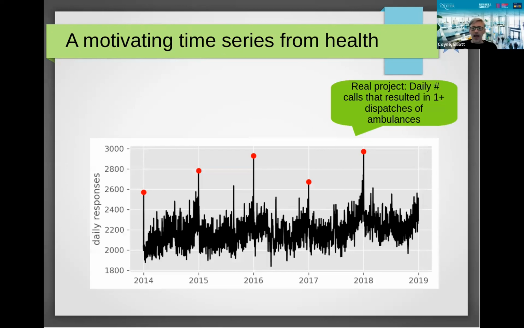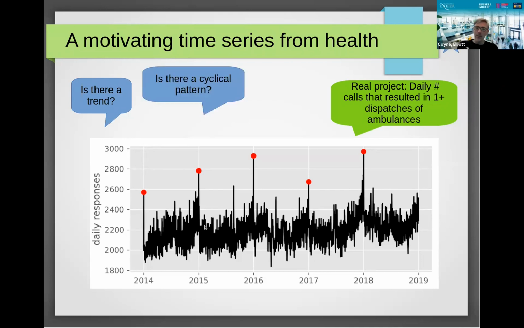So here we are looking at the ambulance data again. This is the number of calls that resulted in one or more ambulance dispatches, as you can see, ranging from 2014 through till 2019. Is there a trend? Kind of, maybe a slight upward trend, possibly. Are there cyclical patterns? Well, yeah, it seems like it goes up and down within each year, maybe.